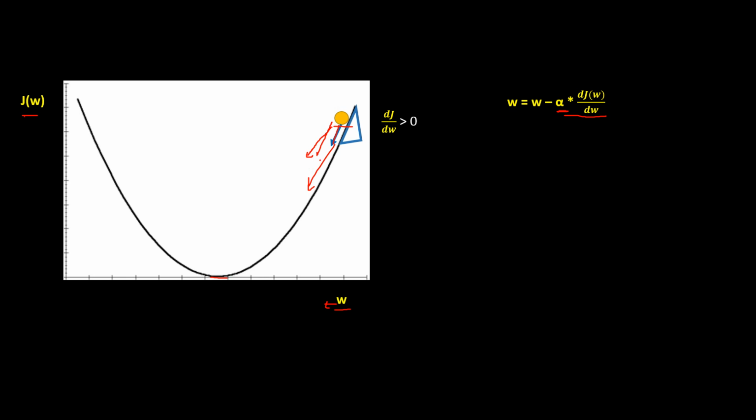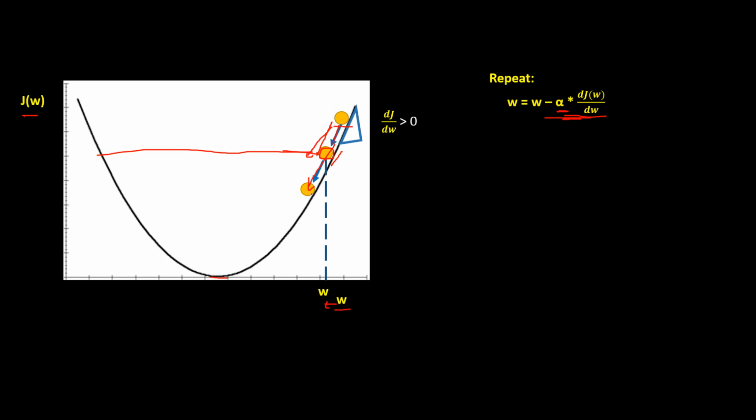Okay, so we'll take this step and compute the new value of w, and at this w we'll get this value of j. Now we are going to repeat this step again and again. Again we'll compute the gradient dj by dw. It is on this side, so it will be greater than 0. So we again subtract this value and get a new value of w and the corresponding new value of j.